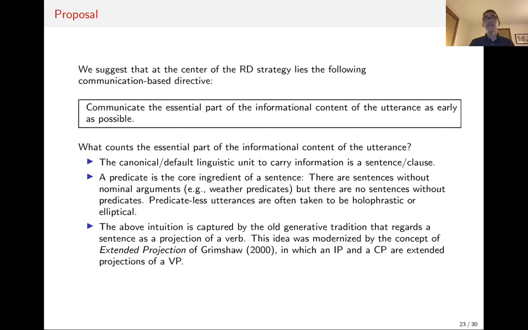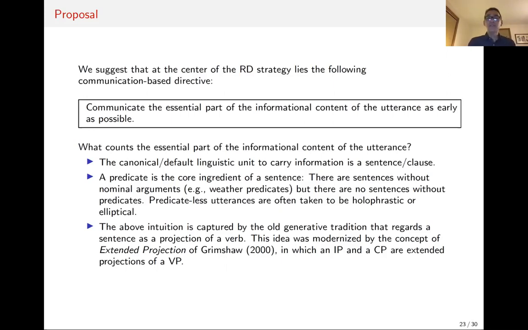Okay. So the idea is that the predicate, in Japanese and Turkish, is the verb plus all the morphological information that comes with the verb, and it is the essential part of the information. So the canonical and default linguistic unit to carry information is a sentence, okay? And a predicate is a core ingredient of a sentence in the following sense. There are sentences without nominal arguments, such as weather predicates, it's hot or it rains. But there are no sentences without predicates. So predicate-less utterances are often taken to be holophrastic, one word meaning a sentence, or elliptical.